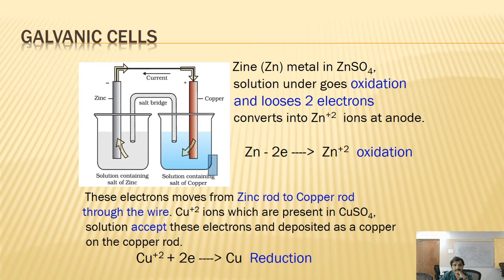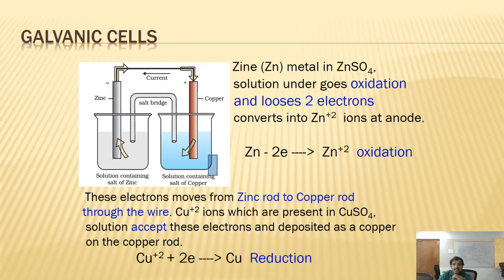Now next, galvanic cells. In the galvanic cell, zinc metal in the zinc sulfate solution undergoes an oxidation reaction and loses 2 electrons. Oxidation reaction is nothing but an increase in the oxidation number of the metal. You can see here zinc has a zero oxidation state. After the loss of 2 electrons, it gets a positive charge, Zn2+. That is the oxidation reaction.